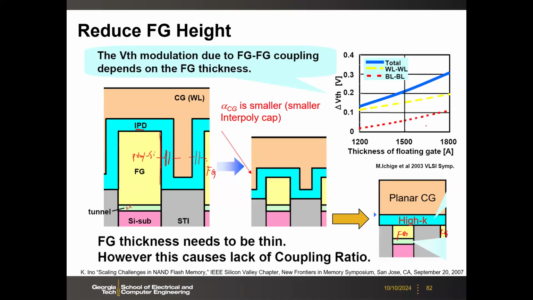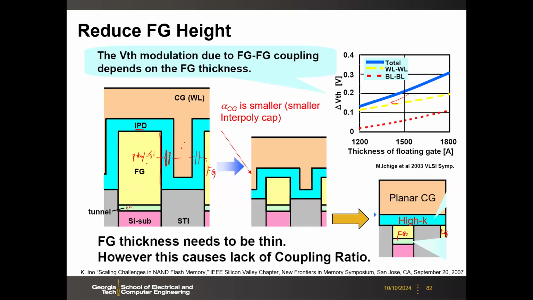So here you see that as you reduce the floating gate height or the thickness, then you're going to reduce this VTH shift. However, this may cause some trade-off, because here this coupling actually determines this alpha CG. If you recall, the control gate to the floating gate coupling, right?